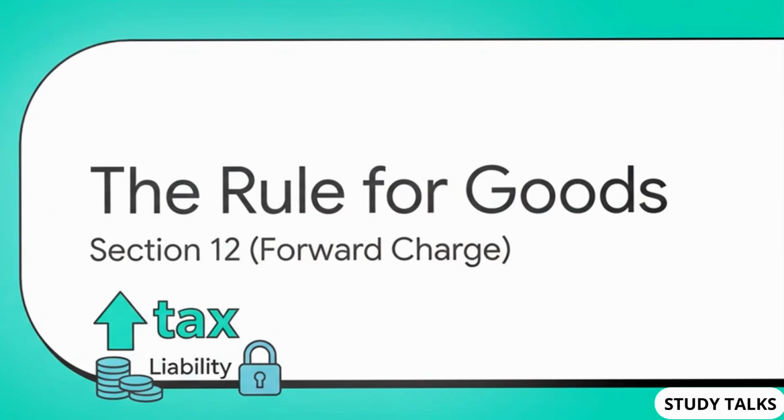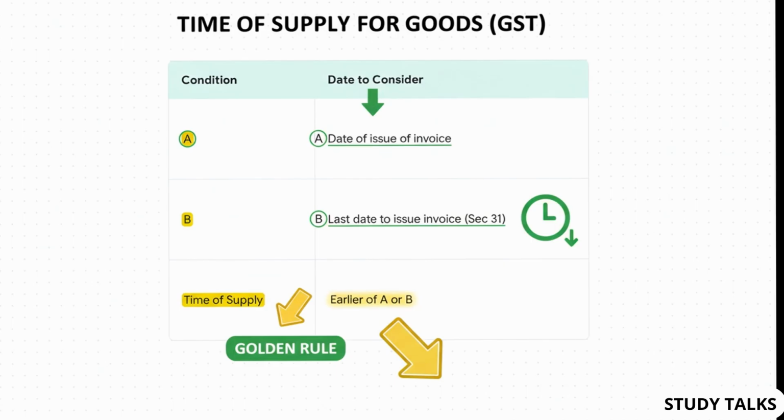Let's start with goods, okay? This is covered under Section 12 for what we call forward charge cases, the normal situation where the supplier pays the tax. Now, you really got to pay attention here because the rule is super specific. And here's the rule. It's actually beautifully simple. The law just says the time of supply for goods is whichever date is earlier. Is it the date you actually issued the invoice? Or is it the last date you should have issued the invoice? That's the golden rule. Just remember, earlier of the two.